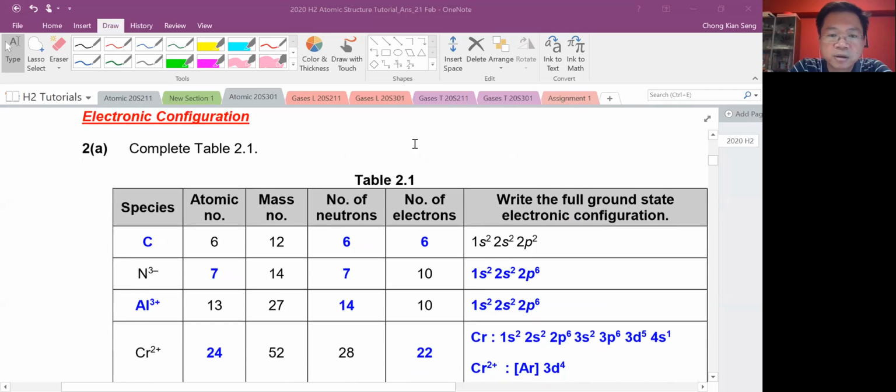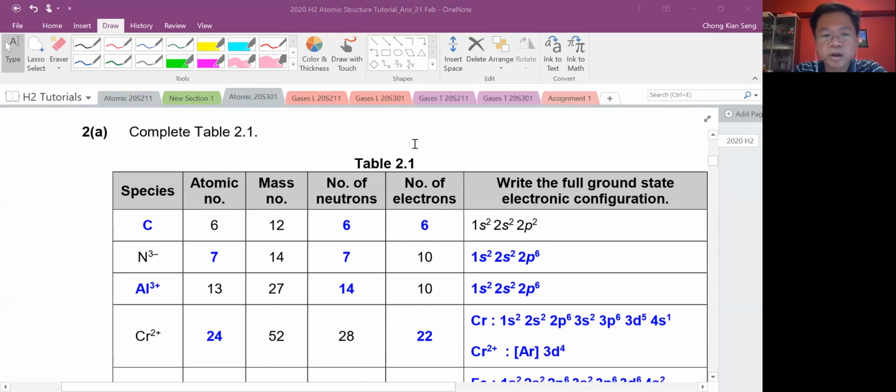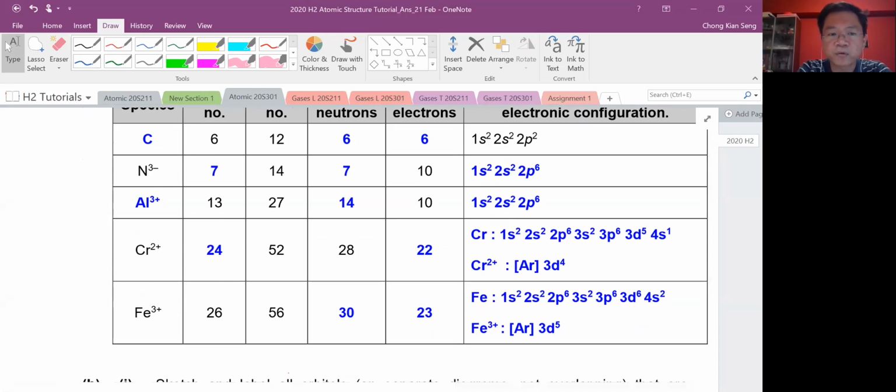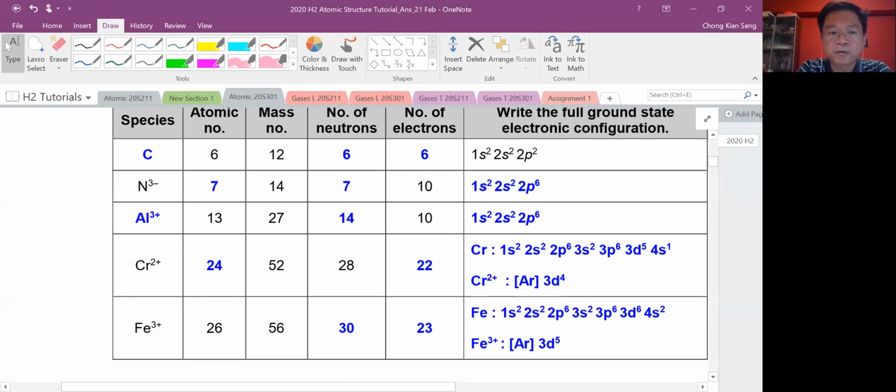Okay, I won't do much explanation. I will zoom into those parts that I think you probably have problems with. Filling up this table, I don't think is an issue. I will touch on two things. One is the electronic configuration for chromium and chromium 2+ and iron 3+.